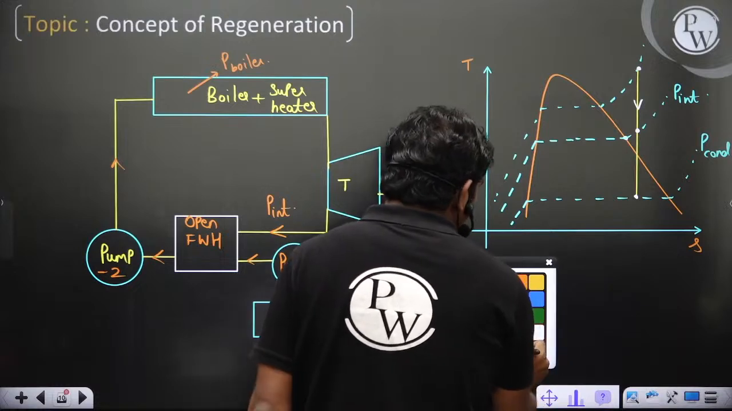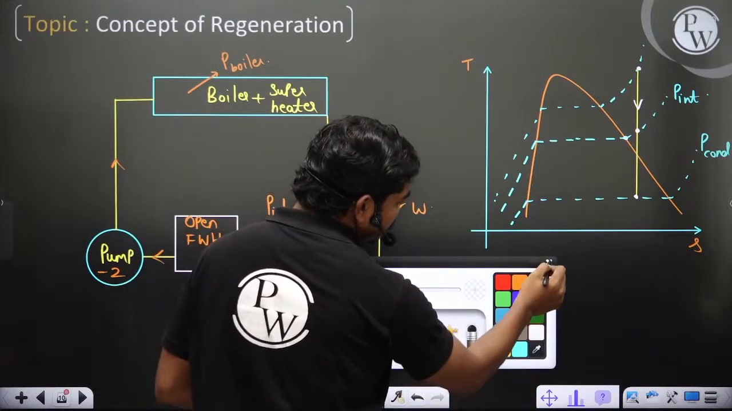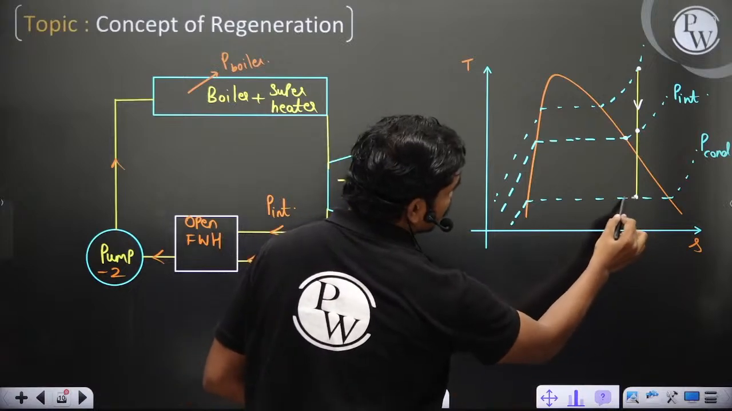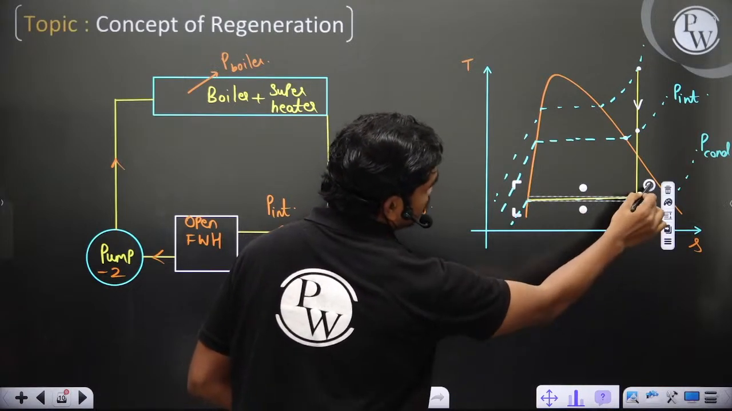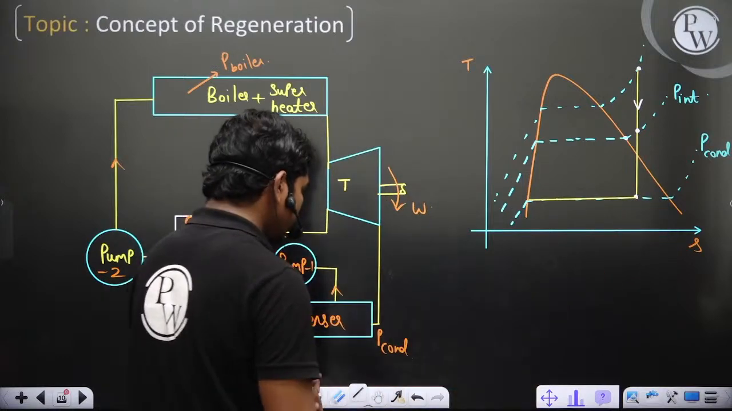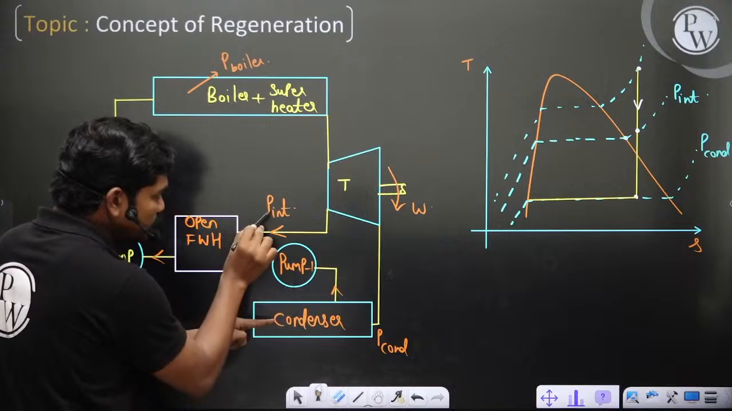So now try to understand here. Whatever the fluid that is coming out of the condenser, this pump is raising the pressure of the fluid coming from the condenser to P intermediate.